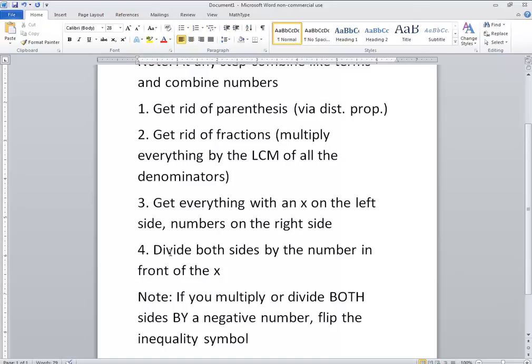Now, I wrote this in terms of x's. Step 3, get everything with x on the left side, numbers on the right side. But you can have any variable. And when I say everything, I'm talking about terms. So we're getting all of our variable terms on the left side, constant terms on the right side. Step 4, divide both sides by the number in front of the x. That's the coefficient.